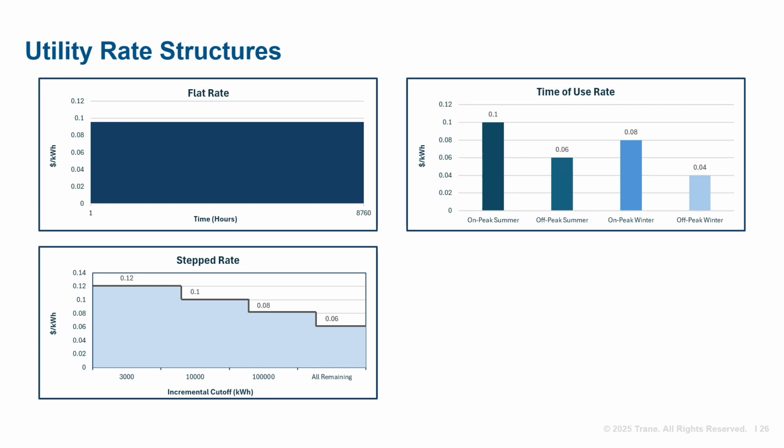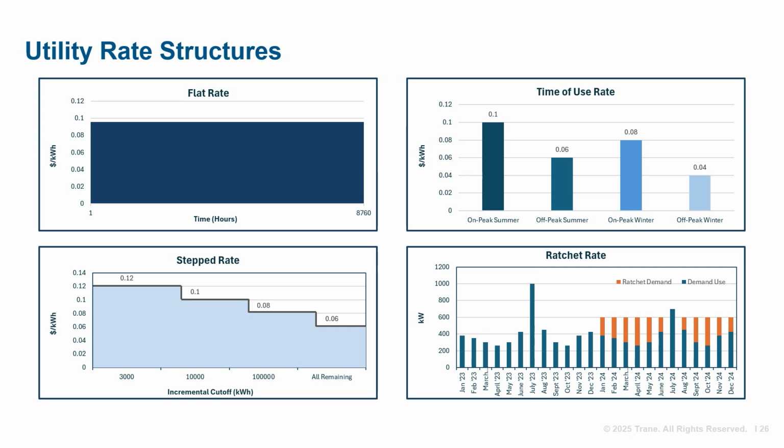Stepped rates vary the cost of electricity depending on the amount of electricity used. The shape of the rate graph is the same as the name implies, and can either increase or decrease as the kWh increases. In this example, the rate is 12 cents per kWh for the first 3,000 kWh. Then 10 cents per kWh until a total of 10,000 kWh is met, 8 cents per kWh until 100,000 kWh, then all remaining kWh are 6 cents per kWh.